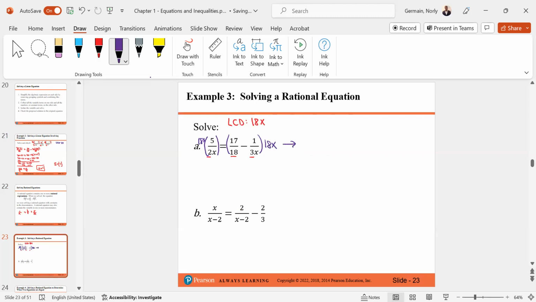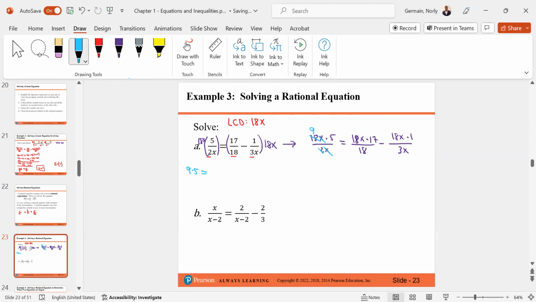Now, look what happened. On the left, we're going to have 18x times 5 over 2x, equal 18x times 17 over 18, minus 18x times 1 over 3x. So what I do, I distribute the least common denominator to both sides without multiplying yet, because I see I can simplify. So when I cancel the x and cancel the 2 from 18, we have 9. So that means we're going to have 9 times 5 left on one side.